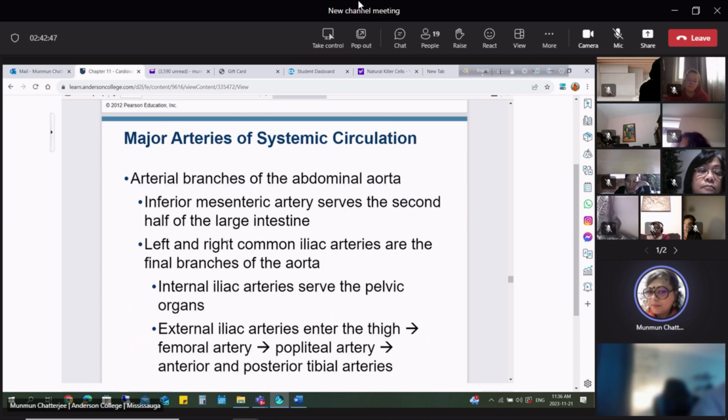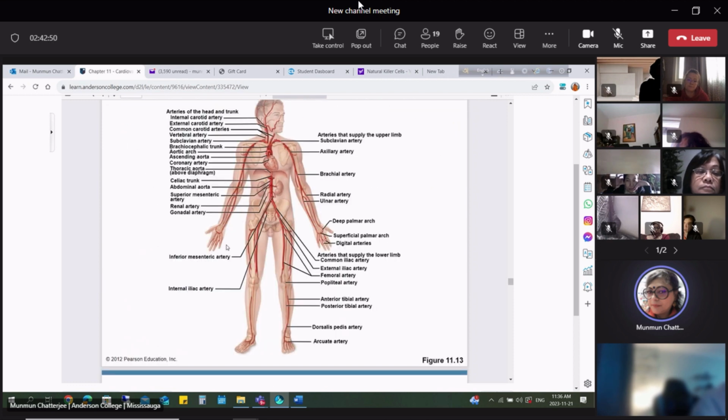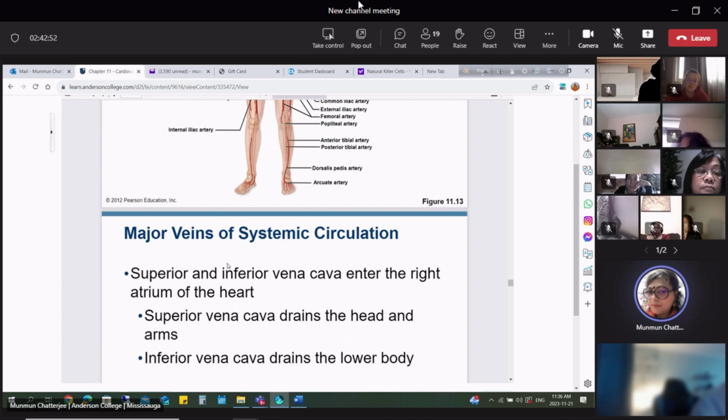Systemic arteries. Now the venous system: superior and inferior vena cava. I already mentioned that they collect all the deoxygenated blood, and are the collection center of the deoxygenated blood from the upper part and lower part of the body. Superior is from the upper part and inferior is from the lower part. Then the superior and inferior vena cava dump their blood into the right atrium of the heart.